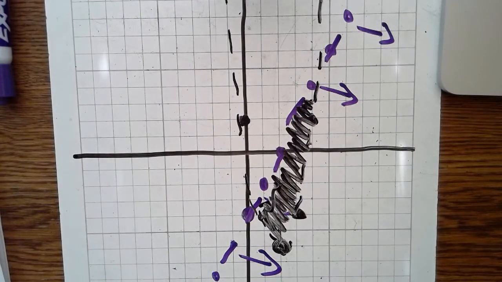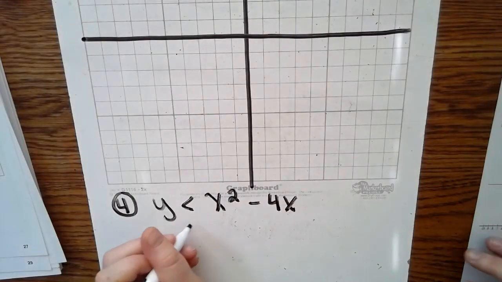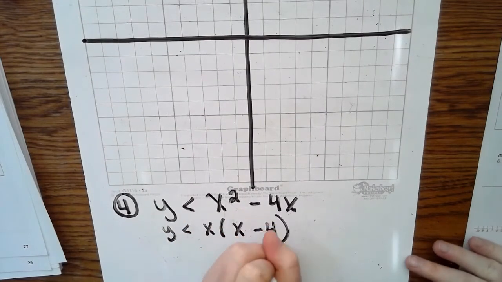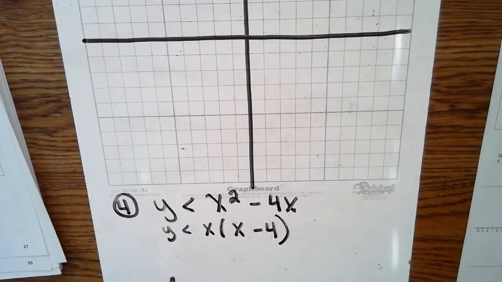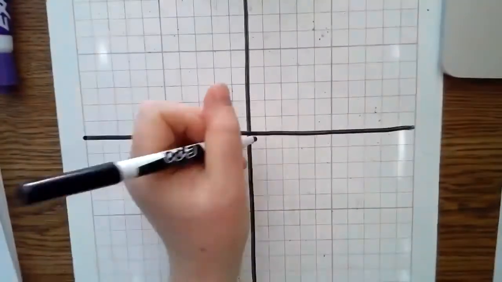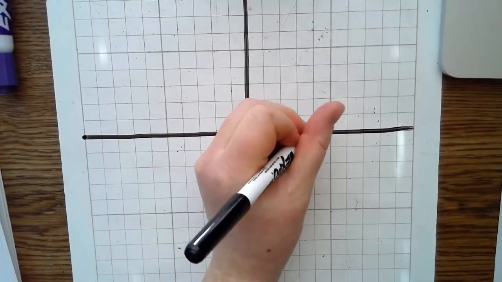Okay, let's move on to number 4. Okay, so here's number 4, and it's in standard form, but I can actually factor this. And I can actually find my x-intercepts. My x-intercepts are x equals 0 and x equals 4. So I can actually go plot those. So I put a dot here, and then I put a dot on 1, 2, 3, 4.